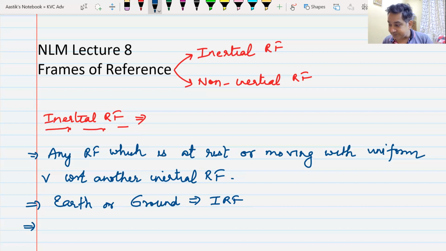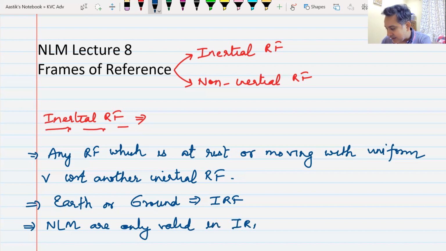Do we understand this? The most important thing here is that Newton's laws of motion are only valid in an inertial reference frame. Therefore, whenever we write Newton's laws with respect to Earth, we are considering Earth as an inertial reference frame, and that is how we are going to write the laws.